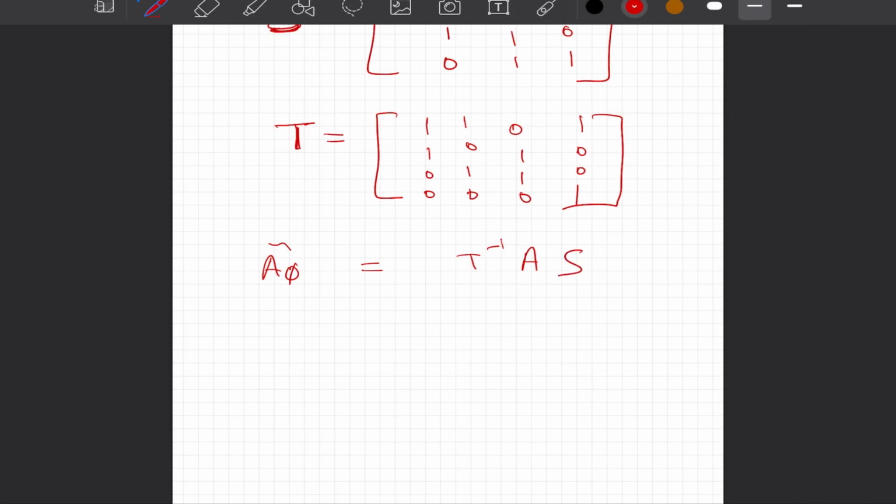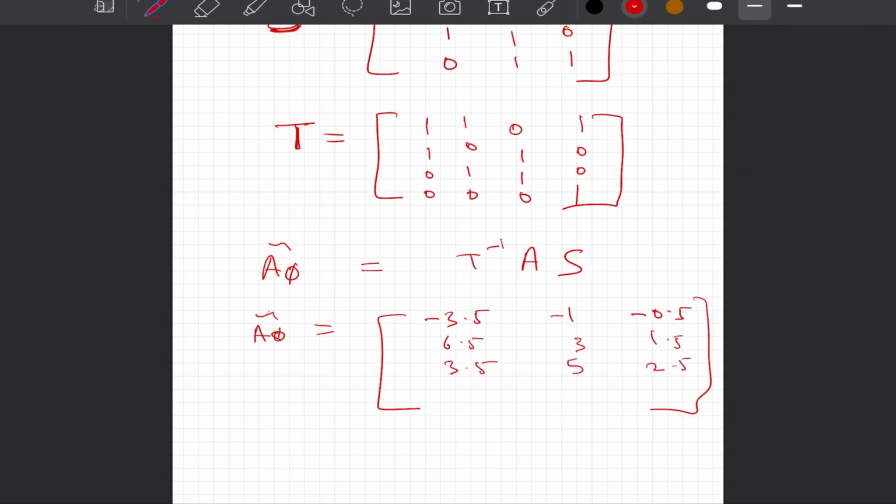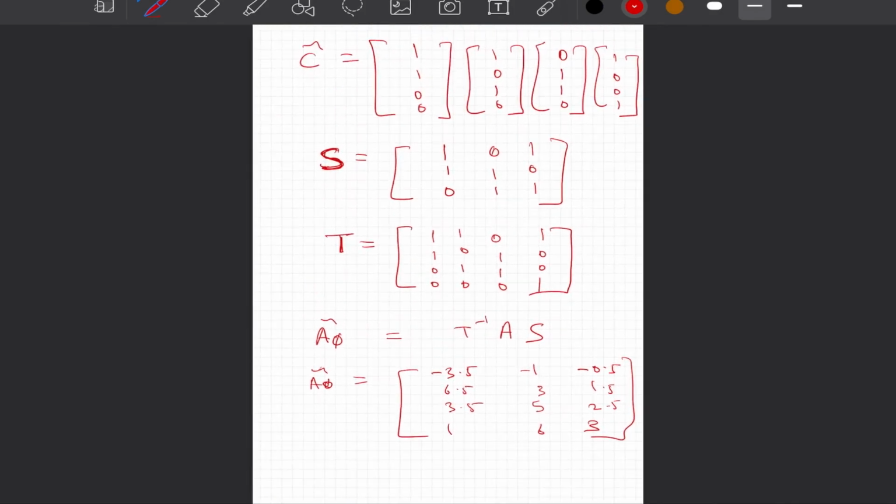And now since it is a 4 cross 4 matrix, it may not be trivial to solve this just using pen and paper. So writing a simple Python script, which is pasted in the description box, we calculate A phi tilde as [-3.5 -1 -0.5; 6.5 3 1.5; 3.5 5 2.5; 1 6 3].